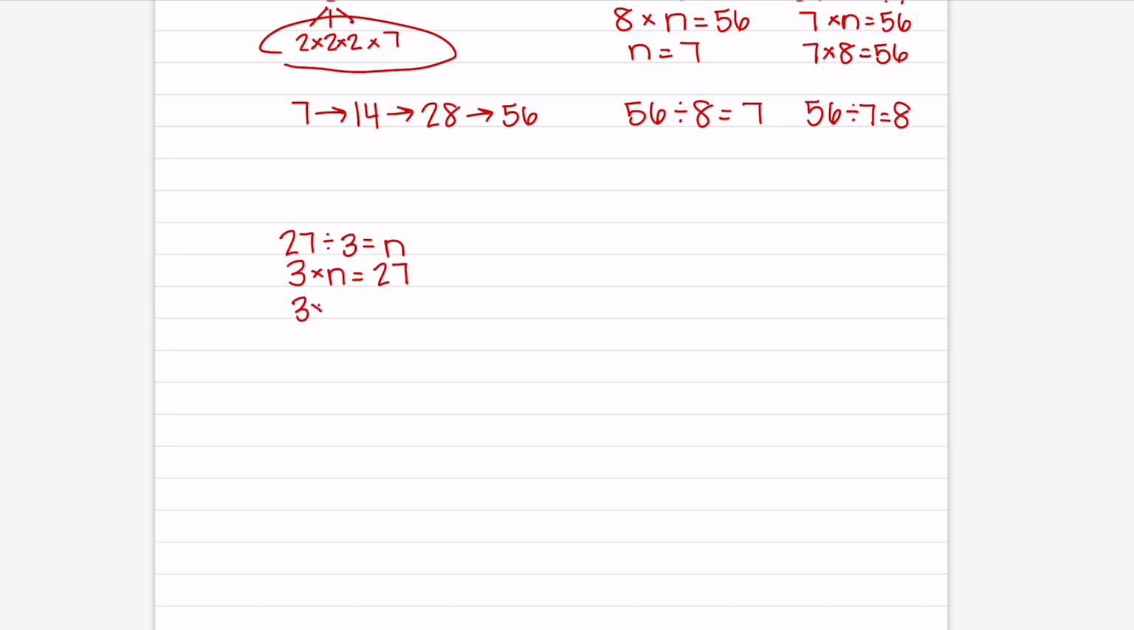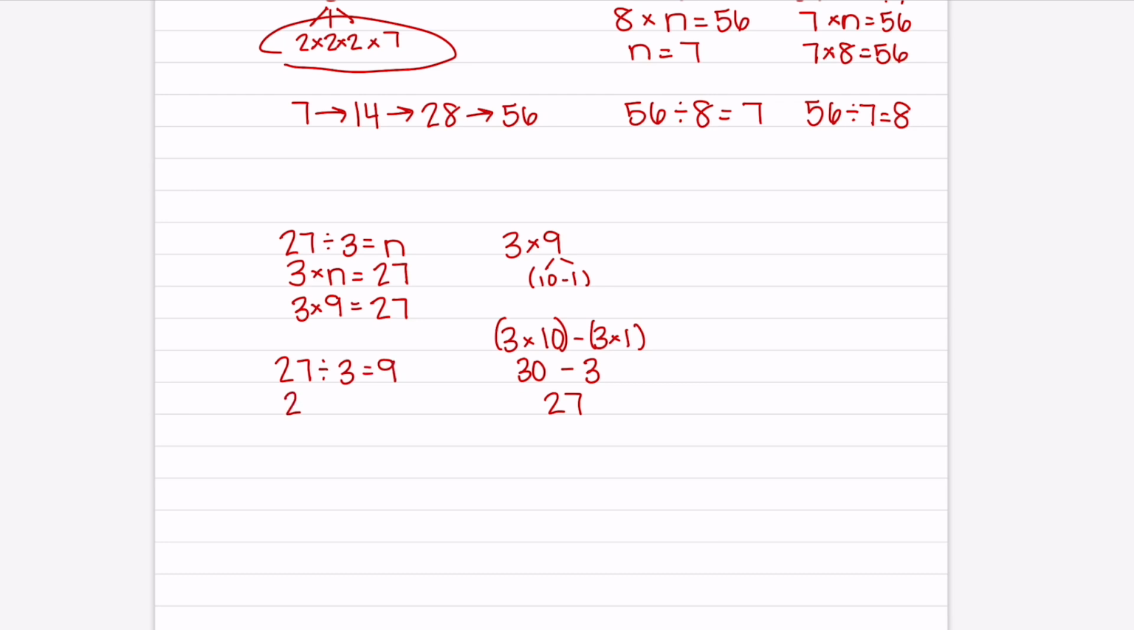I know that 3 times 9 is equal to 27, and I'm just going to check myself real quick using my strategies. So when I see a 9, I like to use my 10 facts. So I know that 9 is equal to 10 minus 1. So 3 times 10 minus 3 times 1, I have 30 minus 3, 27. So I know I'm correct. Therefore, I know that 27 divided by 3 is 9. I also know that 27 divided by 9 is 3.